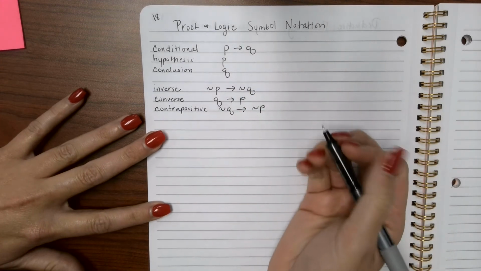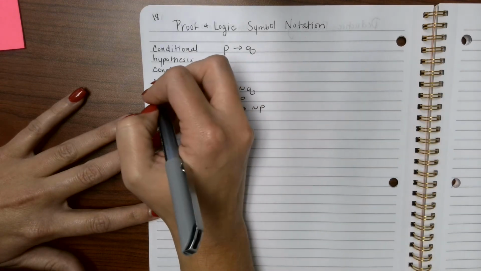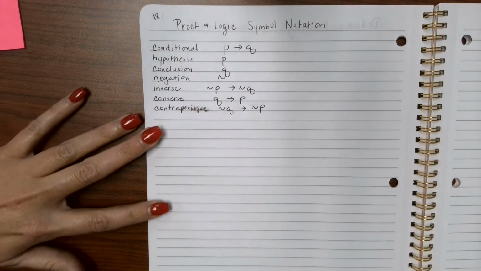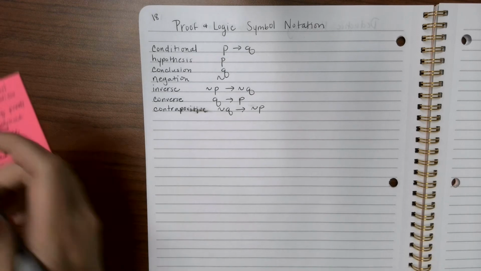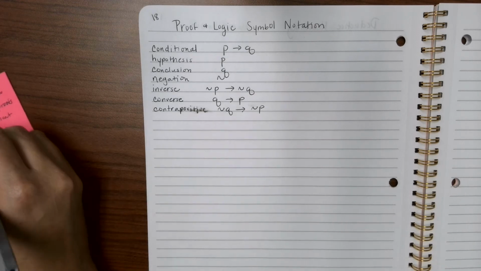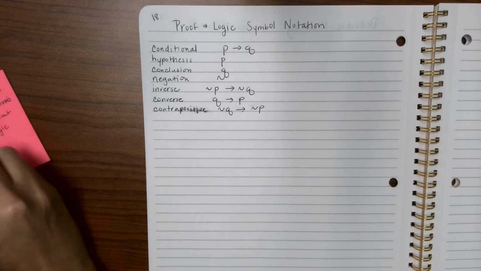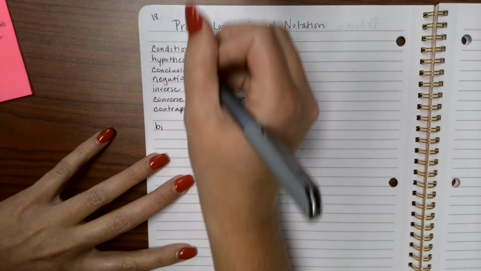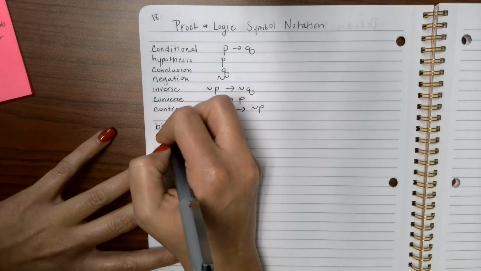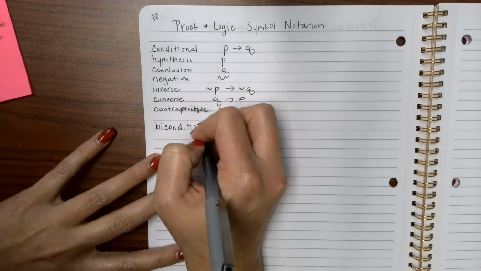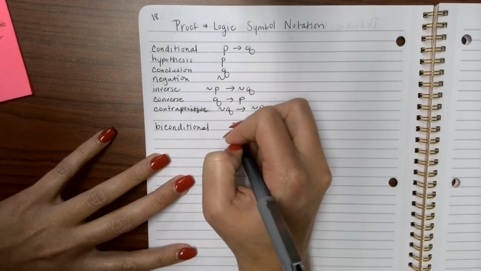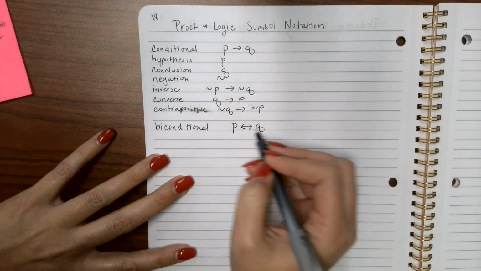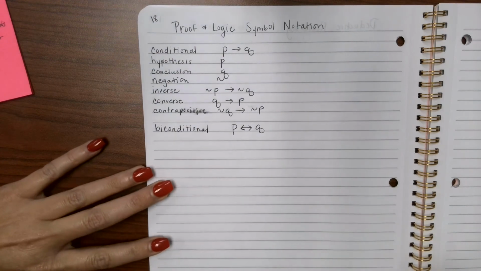Speaking of, I missed a sign, which is negation. The negation symbol is just a little squiggly line. Inverse, converse, contrapositive. A biconditional. So we have conditional, which goes one way. A biconditional goes both ways. So you can say if P, then Q, or you can go backwards. If Q, then P. So it's got two arrows going back and forth. That means it goes both ways.